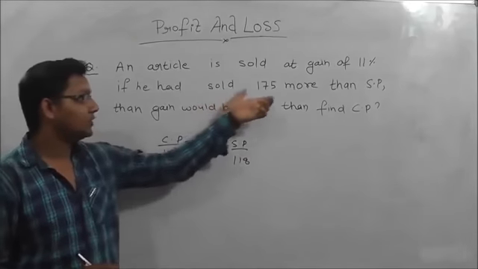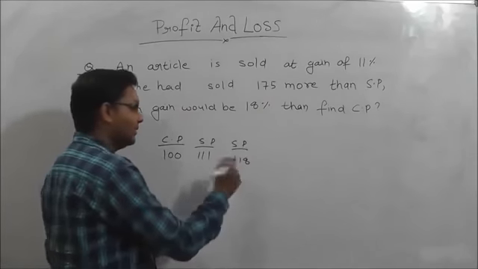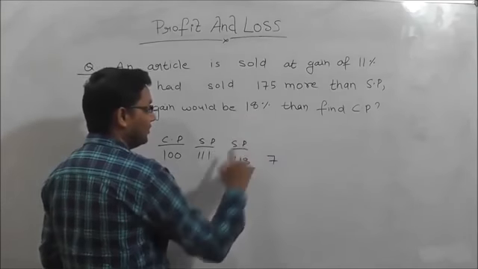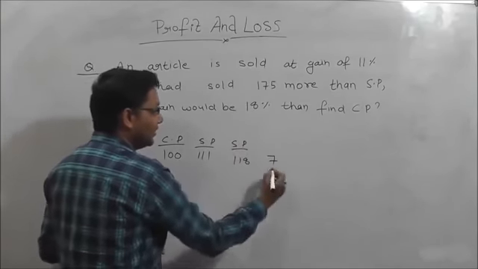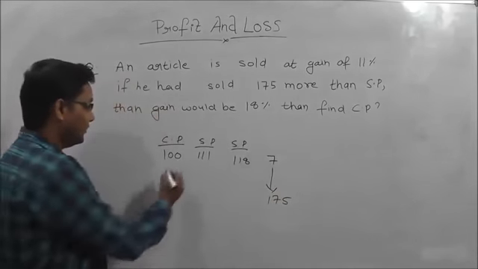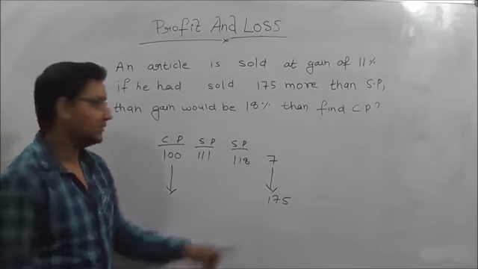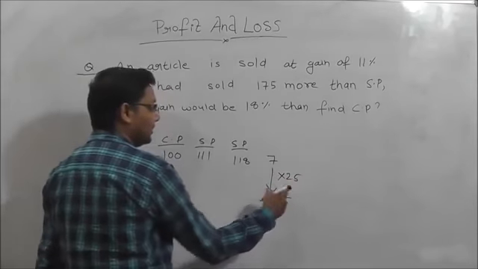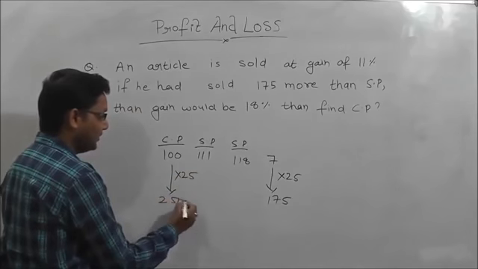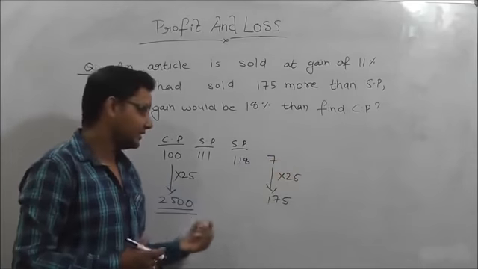He would have got 175 more, so the difference is 175. What is the difference between 118 and 111? That is 7. So this difference value is given as 175, and we have to find the cost price. So 7 into how much is 175? 7 into 25 is 175. So 100 into 25 will be 2500. 2500 is the cost price, and that is the answer.